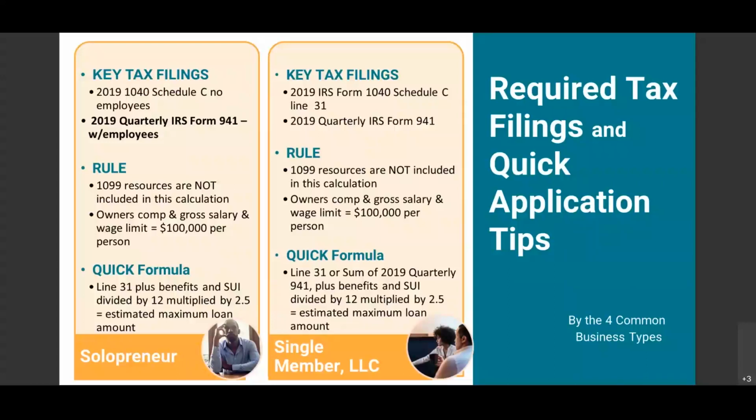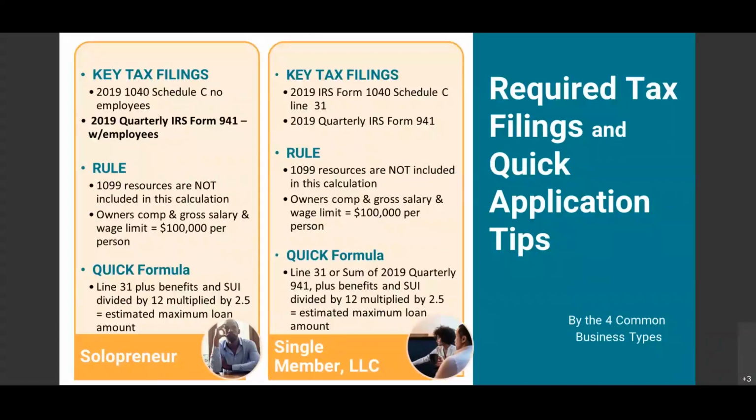And then if you are a sole proprietorship but you actually have employees, then the calculation is determined using your Form 941. And the Form 941 is a form that you use to report your payroll tax withholdings for your employees. Now, there's a rule to keep in mind. Some sole proprietorships with employees may actually pay their employees using 1099s.